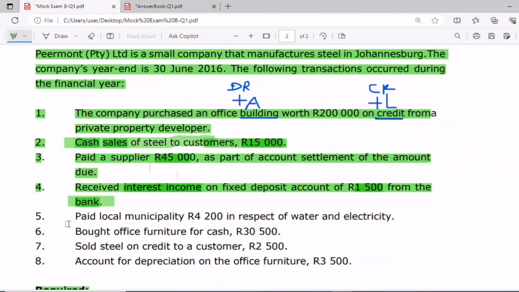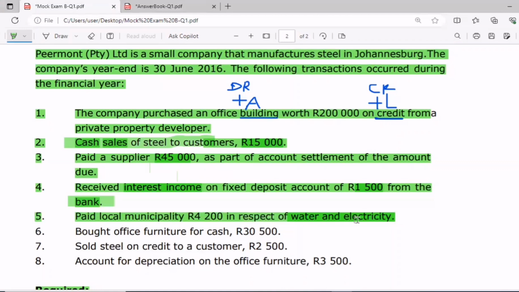Number 5, pay the local municipality 4,200 in respect of water and electricity. So we are making the payment. So obviously bank will be affected. So this payment we are making to the local municipality in respect of water and electricity. So water and electricity is the second account affected. So water and electricity is an expense account.